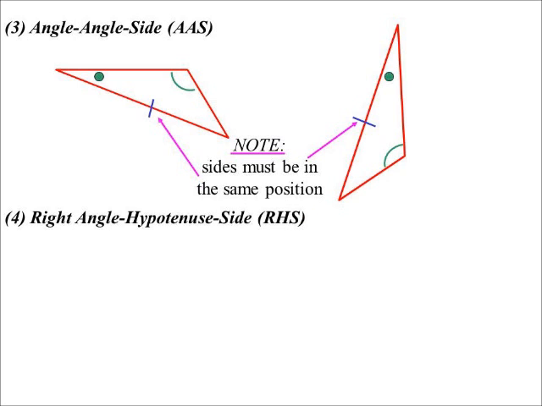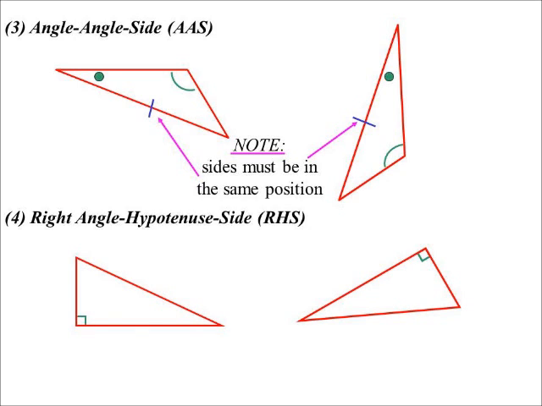There is, of course, a fourth one, which is actually the other ones anyway. If you know it's a right-angled triangle, and the hypotenuse, so you've got right angle, hypotenuse, side.